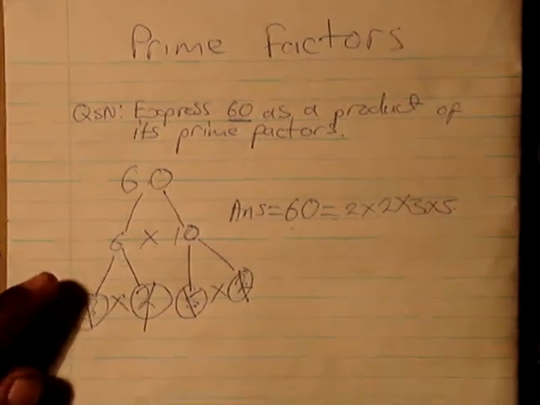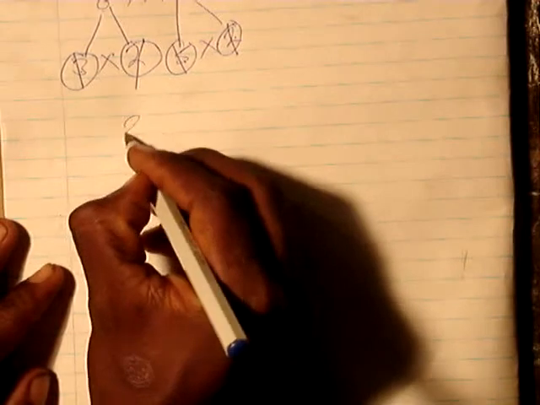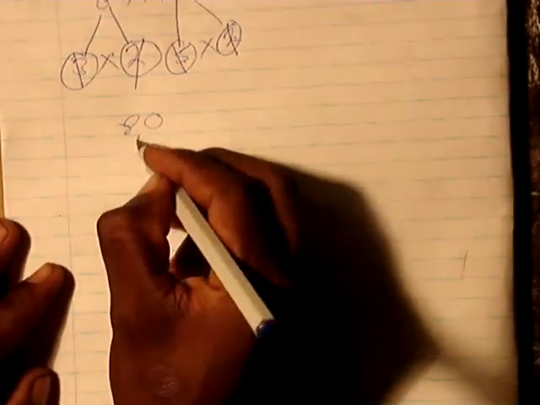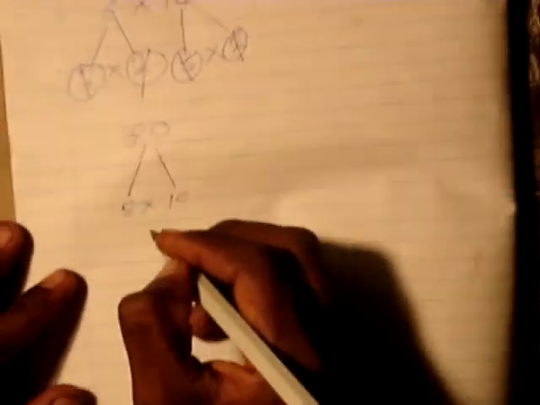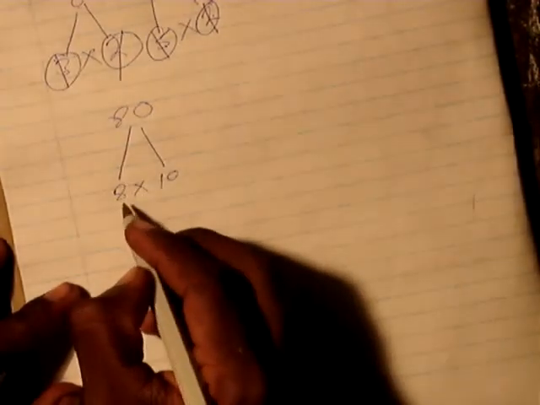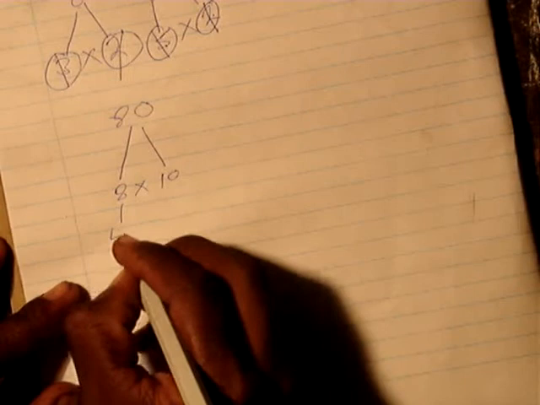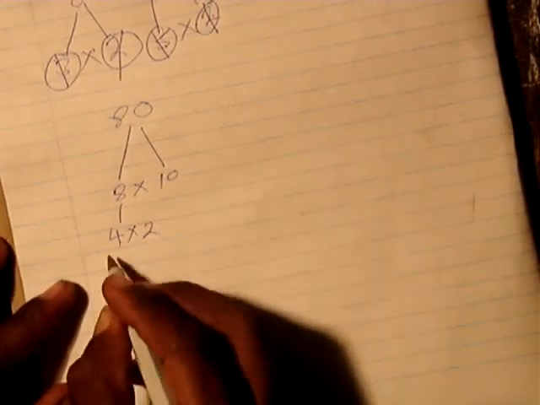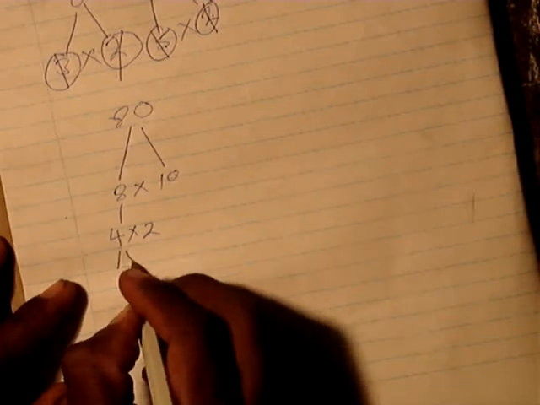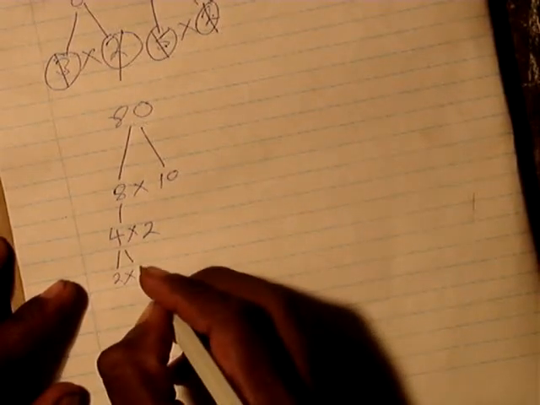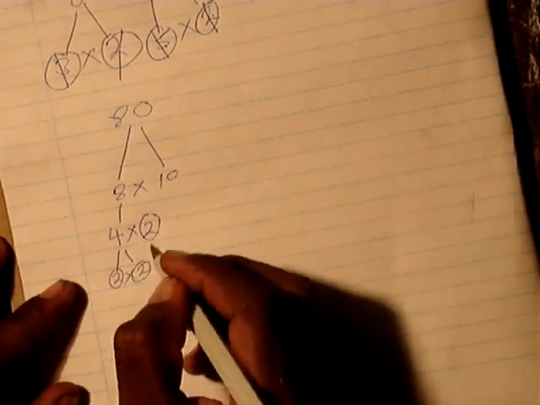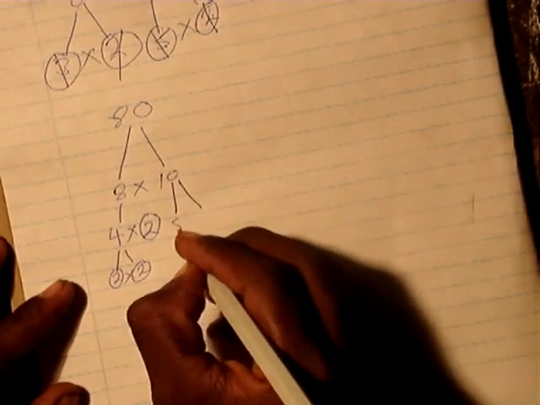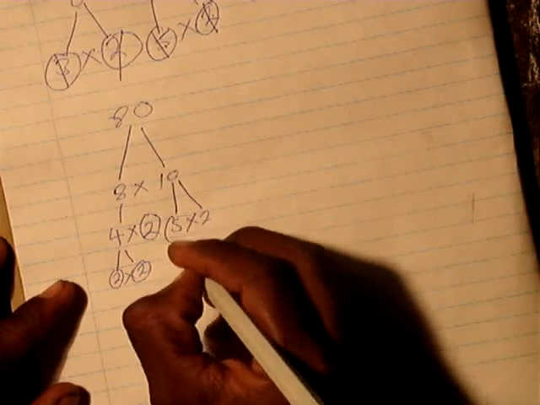So now let's look at another example. Look at 80. Which two numbers do we multiply to get 80? That is 8 times 10. And which two numbers do we multiply to get 8? That is 4 times 2. And for 4 it's 2 times 2. So these are prime numbers, and this is also a prime number. And here on 10 we say 5 times 2. These are also prime numbers.